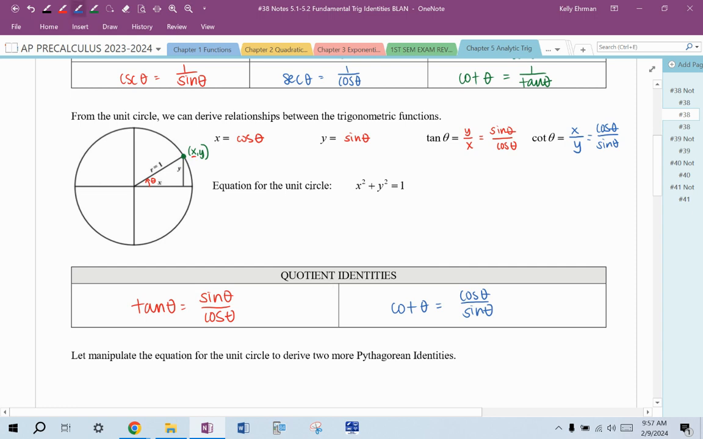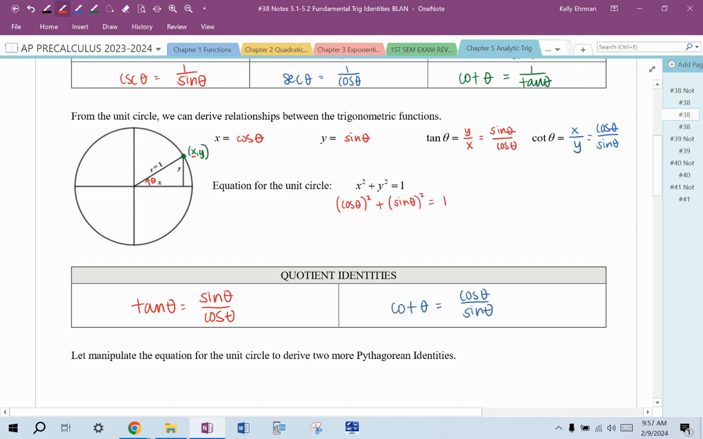We also know the equation for this unit circle is x squared plus y squared equals 1, right? That's a circle with a center of 0 and a radius of 1. And again, we can make some more substitutions because x is cosine. So we could say instead of x squared, we could say cosine theta squared. Instead of y squared, we could say sine theta squared equals 1.